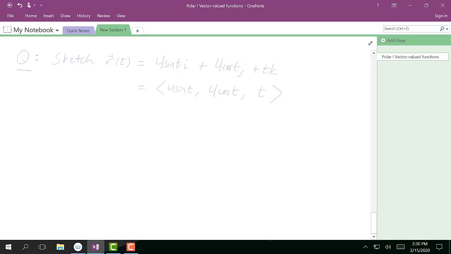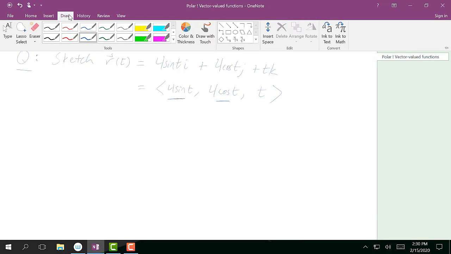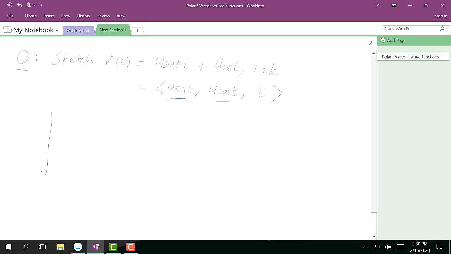And so let's look at what happens right here in the x and the y components. Here's y, here's x. 4 sine of t, 4 cosine of t is going to get me a circle of radius 4.